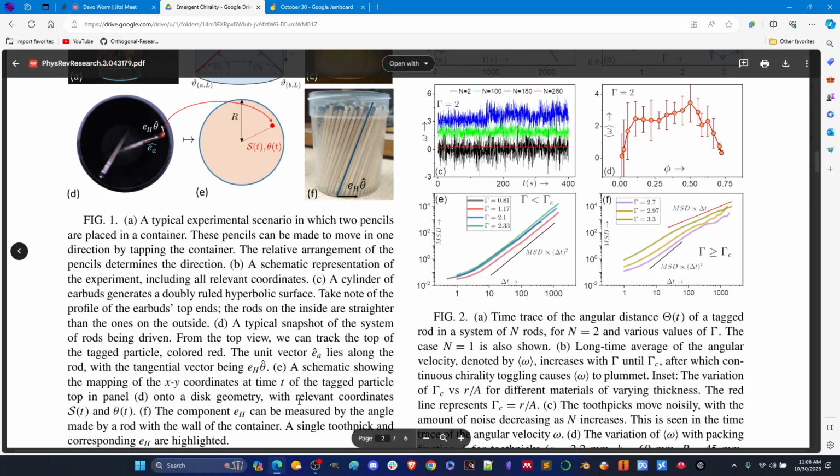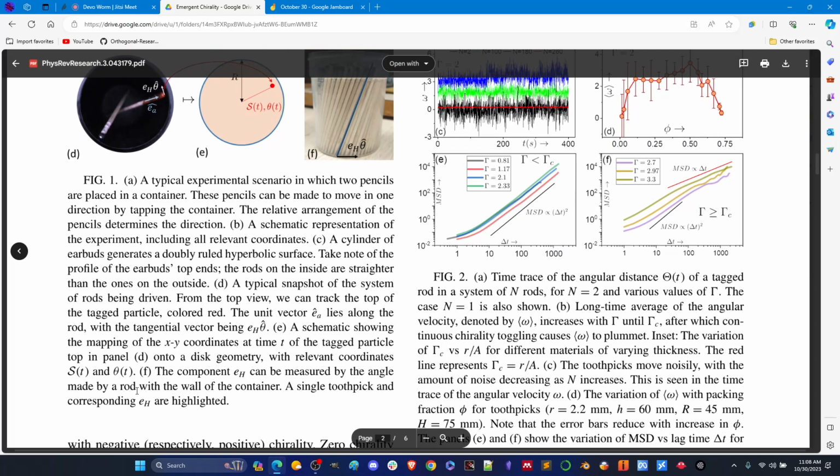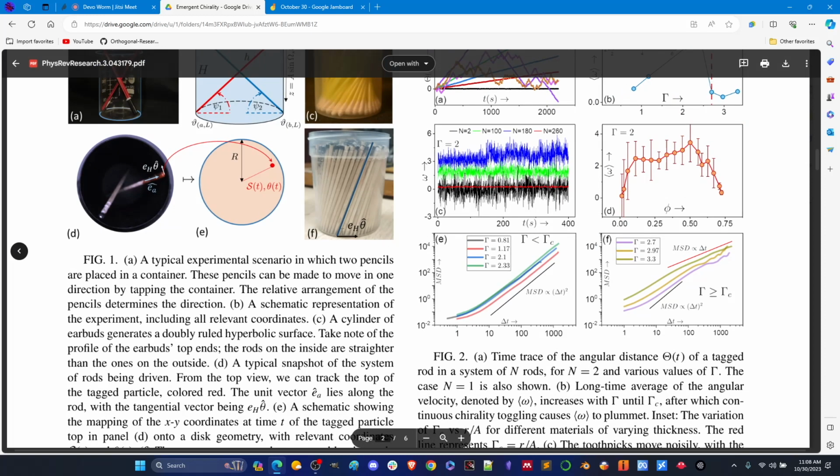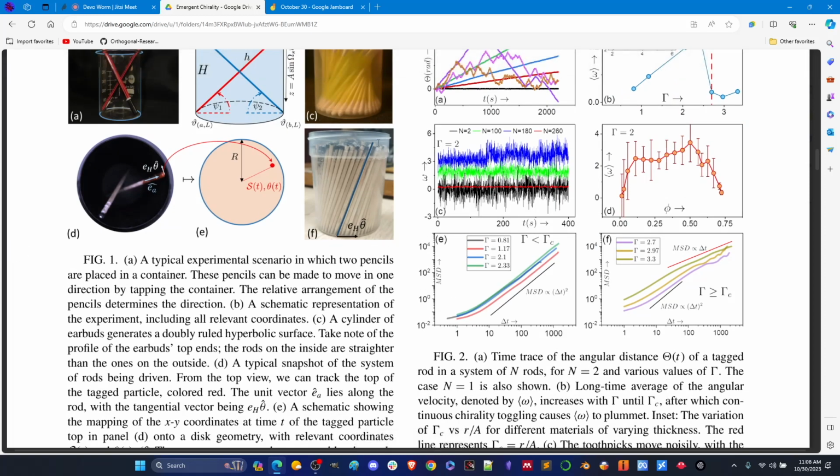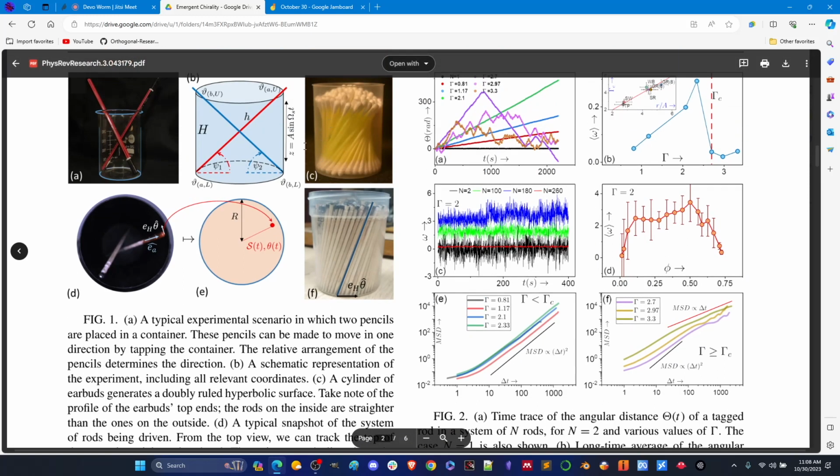And so the component EH can be measured by the angle made by a rod with the wall of the container. A single toothpick and corresponding EH are highlighted. So this is the specific EH of a rod. It's now aligned from this. And so you have a bunch of rods that are aligned.